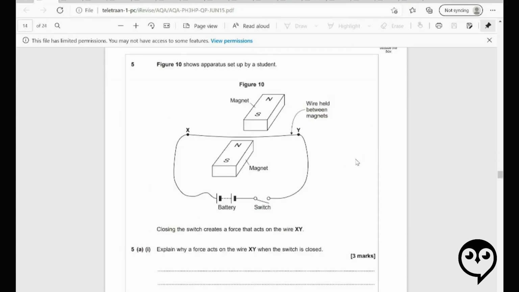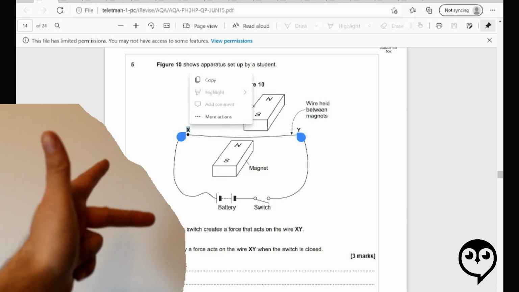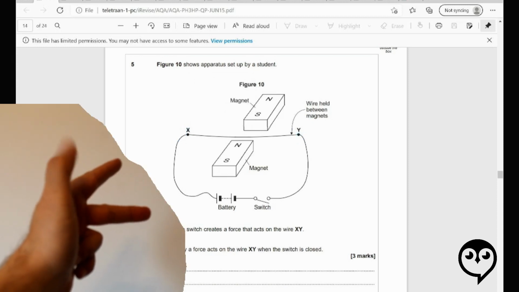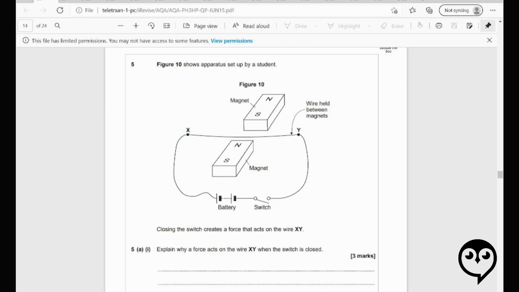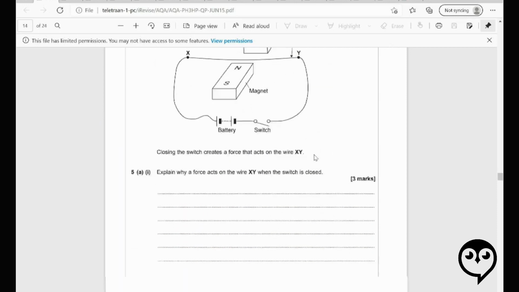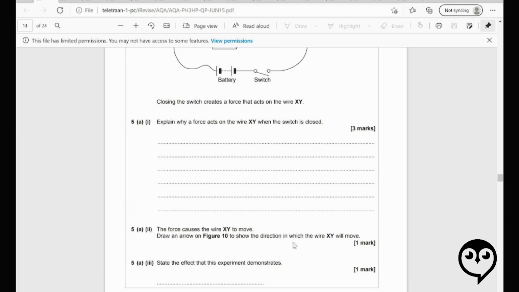Okay, AQA paper 3 June 2015. Here we've got a wire here. Explain why the force acts on the wire when the switch is closed. Well, here's your left-hand rule. You're going to have a current running through. Let's see. It looks to me like we would have current going from X to Y, so current going left to right, field going into the plane. The wire's going to jump upwards because it's going to experience a force acting on it, okay? Something to that effect. Draw an arrow in the direction the wire is going to move.